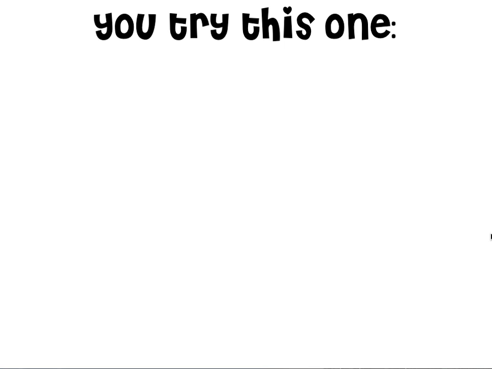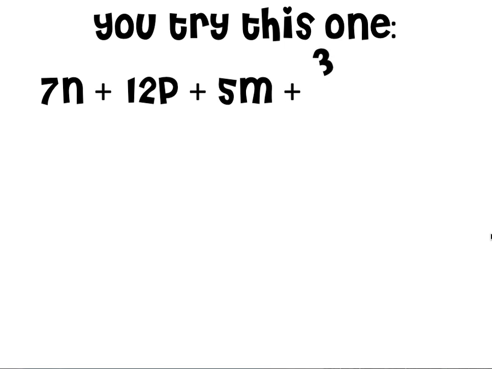So you try this one. The problem is 7n plus 12p plus 5m plus 3n plus 6m. And again, we use the same variables, m, n, and p, just to make it easier for you. Always think about combining the ones that are alike, and remember we're thinking of them as objects. Pause the video, think about what your answer would be, then start it back again to see if you are correct.